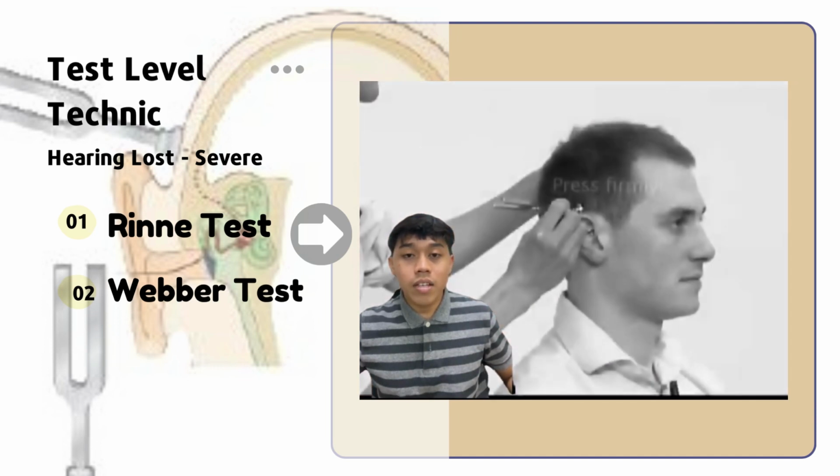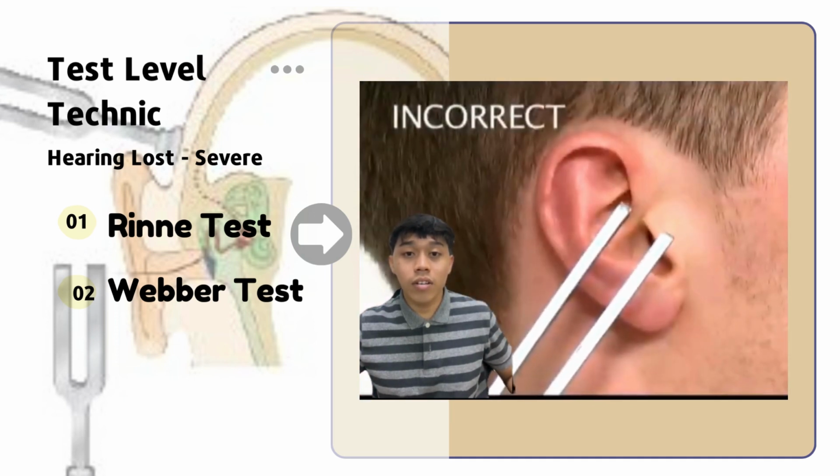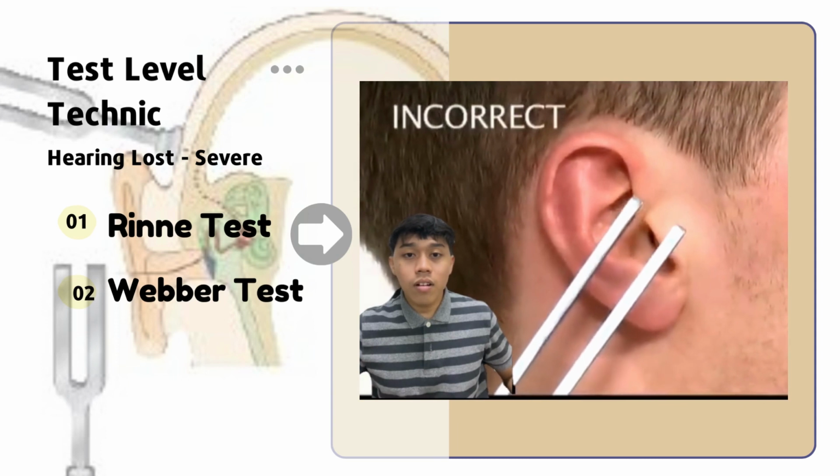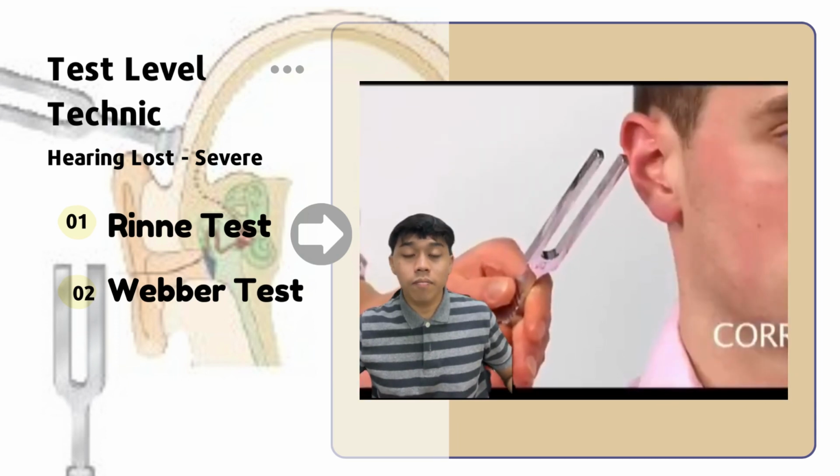The third step is position B, which is any bony area surrounding the ear. Bone conduction is tested by placing the base of the tuning fork on any bony area surrounding the ear. The fourth step is to ask the patient which one is louder.